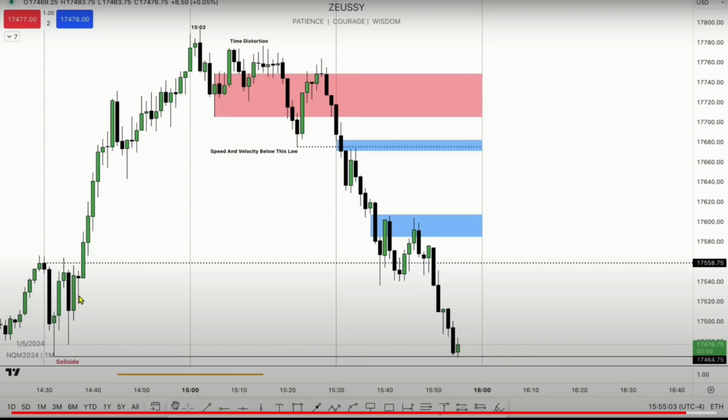Original consolidation right here. Buy side of the curve, reversal occurring during the right time, at the right price, sell side of the curve. This right here is beautiful. This is algorithmic precision, and it's absolutely undeniable.